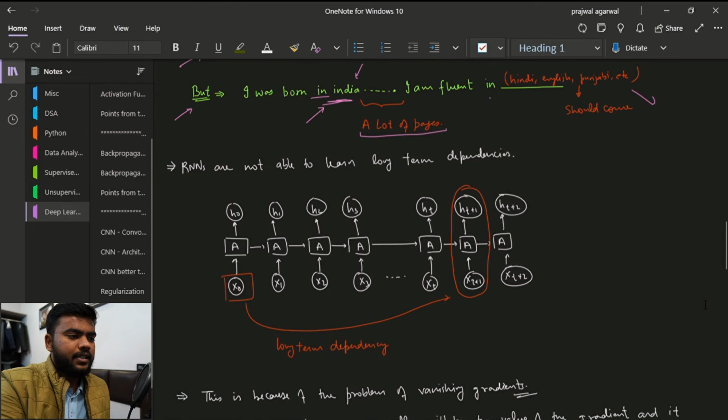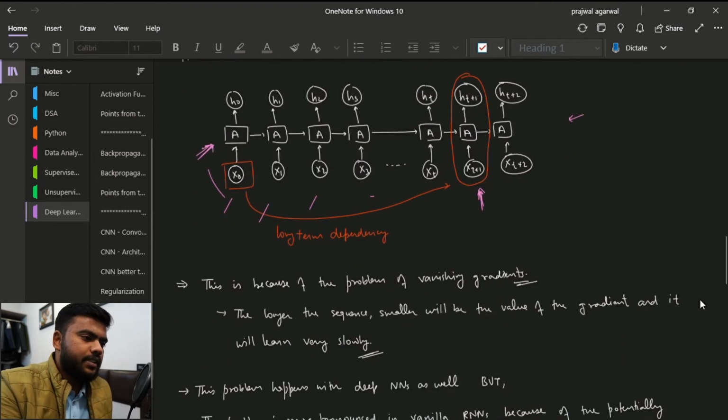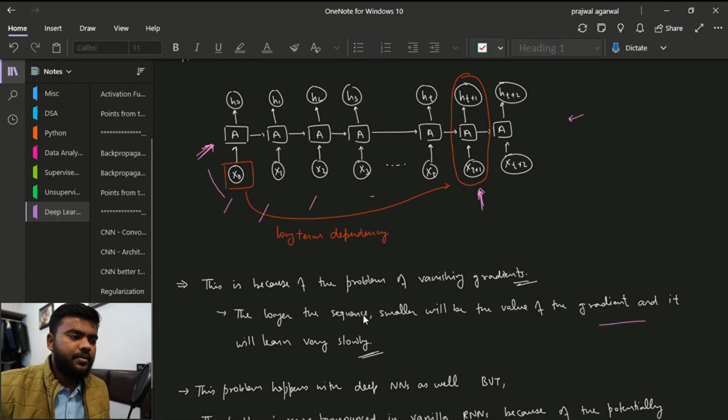So suppose this is the type of structure we are dealing with. Suppose for the first word we have this, second word we have this, third word we have this, and after so many words we have this place where we need the context. So the processing of this node is not remembered till this node. This is because of the problem of vanishing gradients, and the longer the sequence, the smaller will be the value of gradient, and it will learn very slowly.